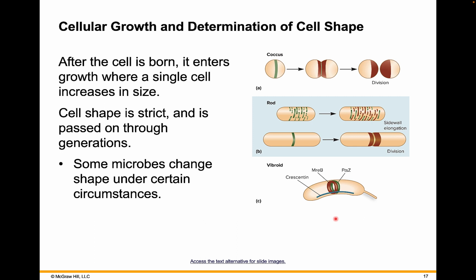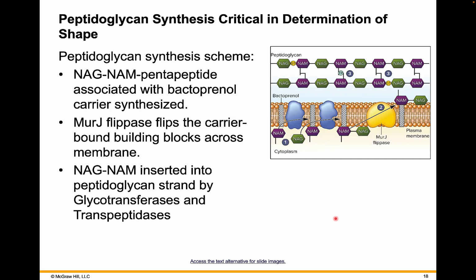So this is the overview of the different cellular growth, and this is how the different cell shapes form. Now, peptidoglycan is critical in determining the shape, and of course, there is how this peptidoglycan is synthesized. Peptidoglycan can be synthesized in two different areas. For gram-positive bacteria, it is synthesized in the cytoplasm, and in gram-negative bacteria, it can be synthesized in the periplasmic space as well. Very interestingly, the NAG and the NAM are synthesized inside.